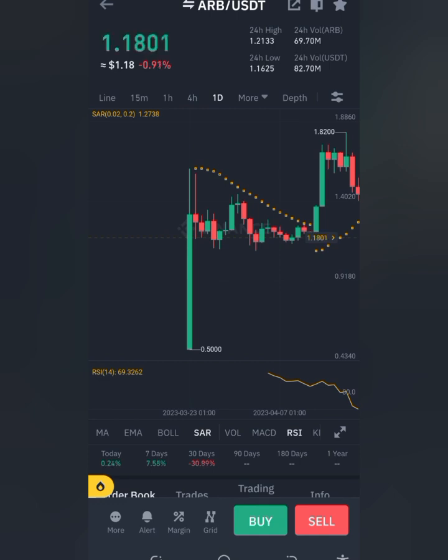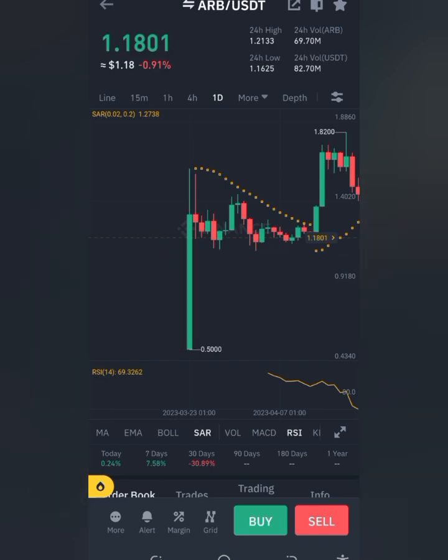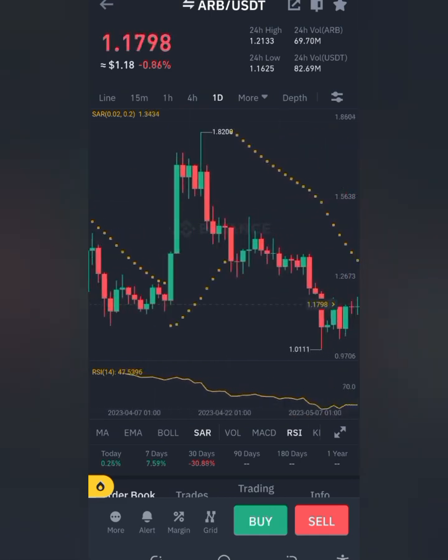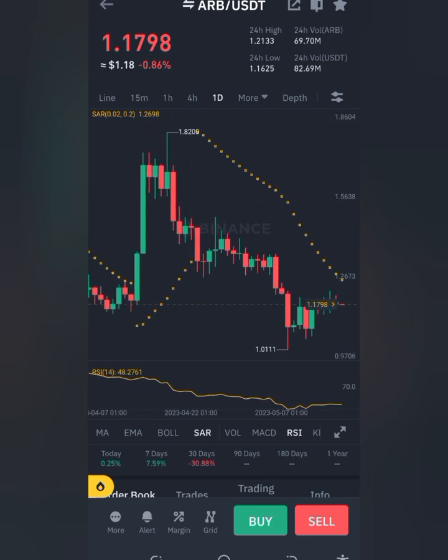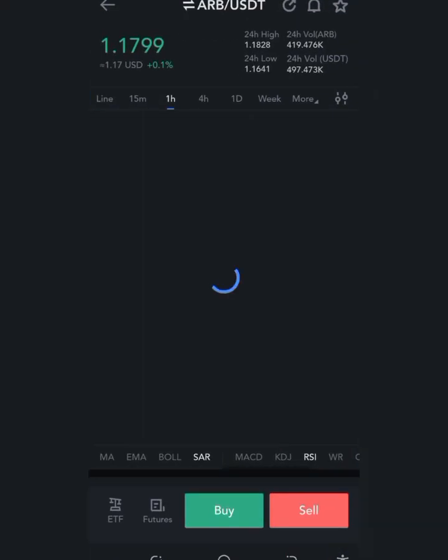Now, let's look at what coin listing is. The difference between Launchpad and coin listing arbitrage is that in coin listing, the coin is already trading somewhere else, but an exchange is about to list it. So let's assume this has already gone live on Binance, but somewhere else, maybe on MEXC for instance, it's about to be listed.